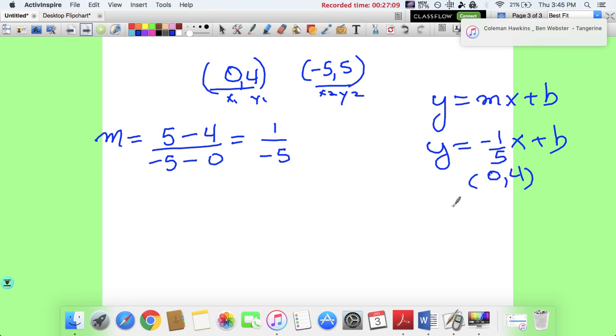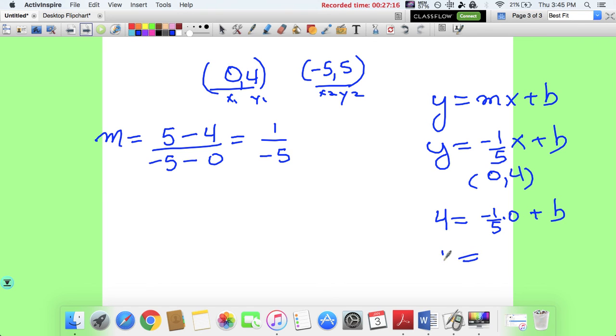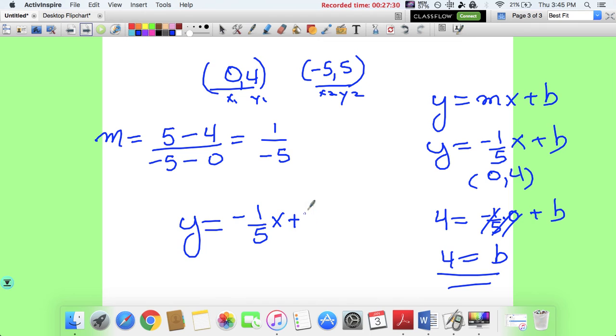So 4 equals -1/5 times 0 plus b. That's 4. This is going to be 0 again, because -1/5 times 0 is just 0. And then b. So my y-intercept is b. So to finish it up, y equals -1/5 x plus 4. That's the equation of my line. And I think that is it.